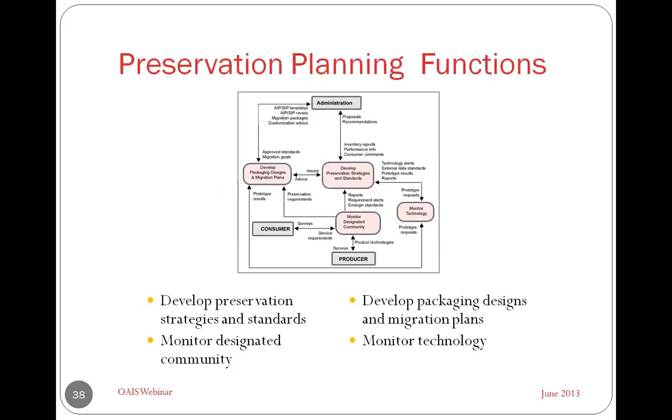Finally, the preservation planning functions include the development of preservation strategies and standards. These functions also monitor the designated community. Are there any changes to the community? And develop packaging designs and migration plans. They also monitor the technology itself. These functions are how the content is preserved. How will the OAIS respond to evolving technology and requirements? Now, we all know that technology changes so quickly. What happens when we no longer have floppy disks or perhaps eventually CD-ROMs?